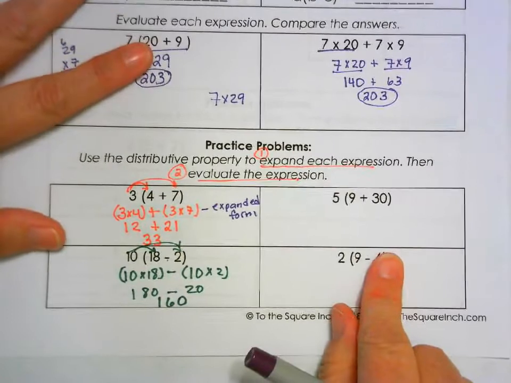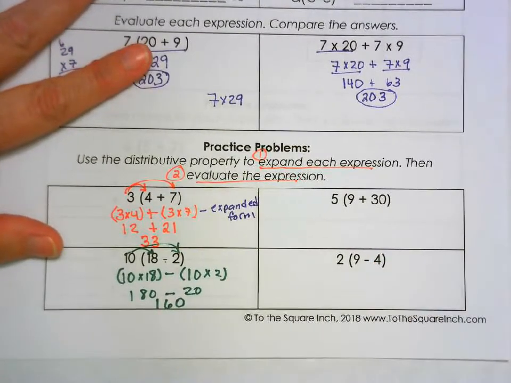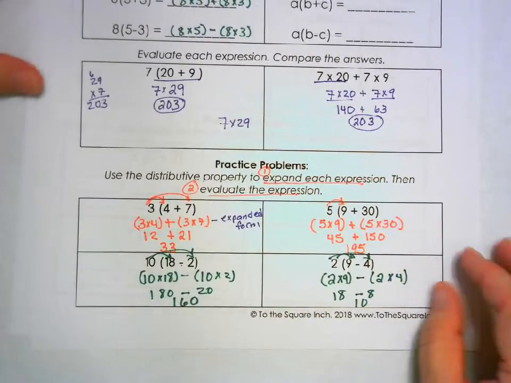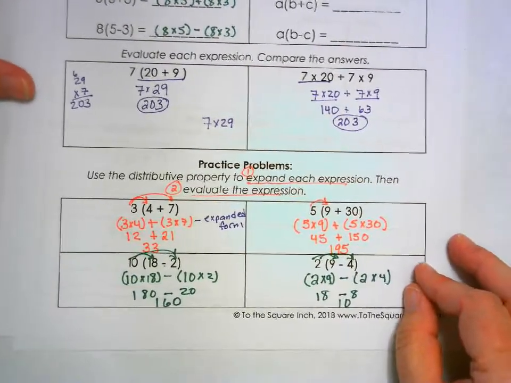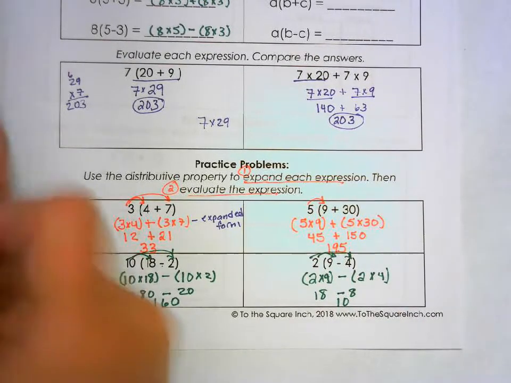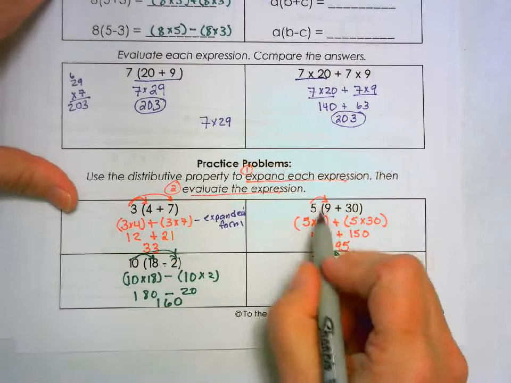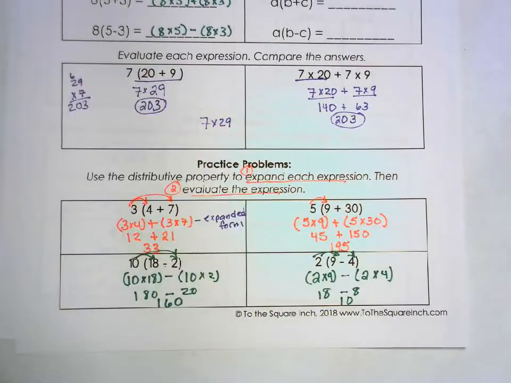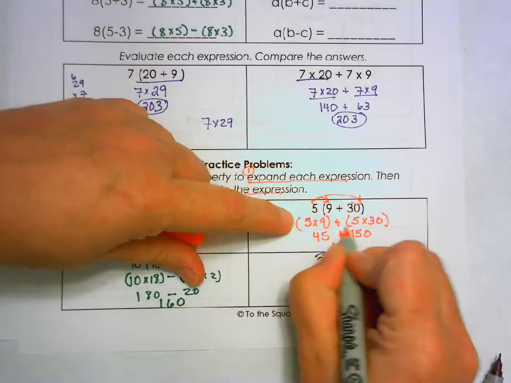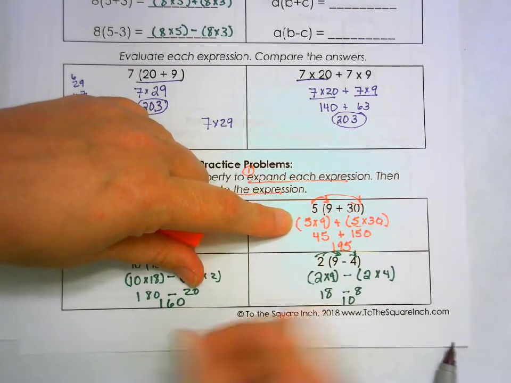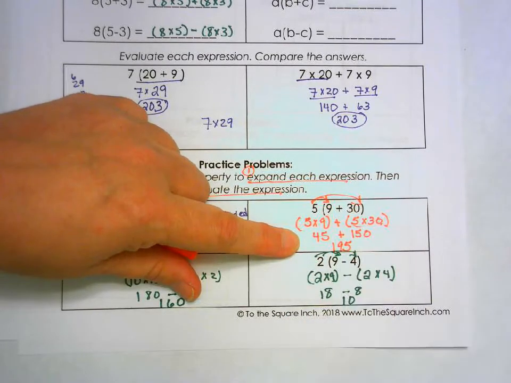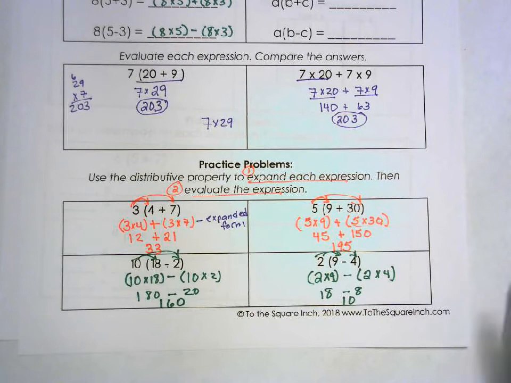Now I'd like for you to practice these two and check back in with your answer. Okay, let's see how you did. The solution to the first one is 195. But remember, we had to write the expanded form first. So, as you can see, I have 5 times 9 and then 5 times 30. I do the math for each set of parentheses, and my solution is 195.